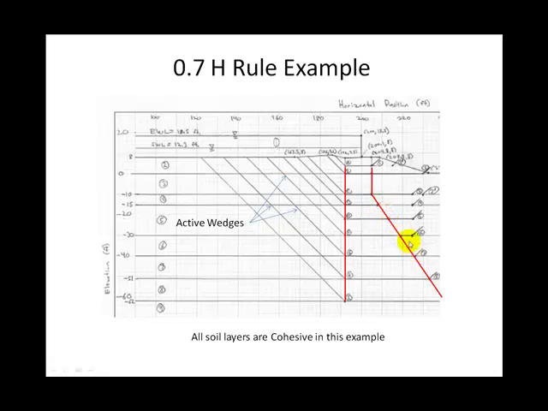It's also interesting to note that the critical passive wedge locations that have been drawn in to the right of the minimum passive location do not correspond with that minimum passive location. In some cases, this is what happens for our analyses.